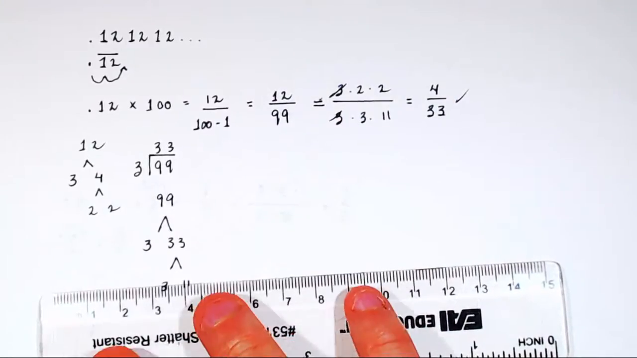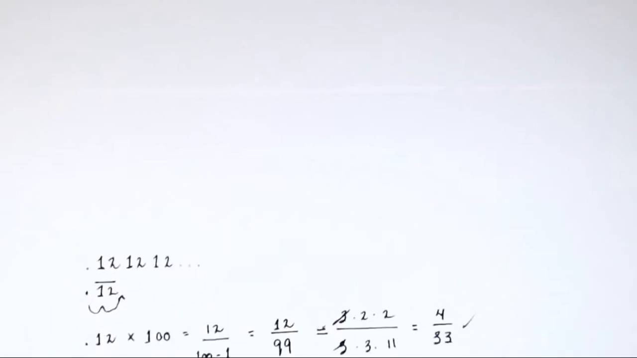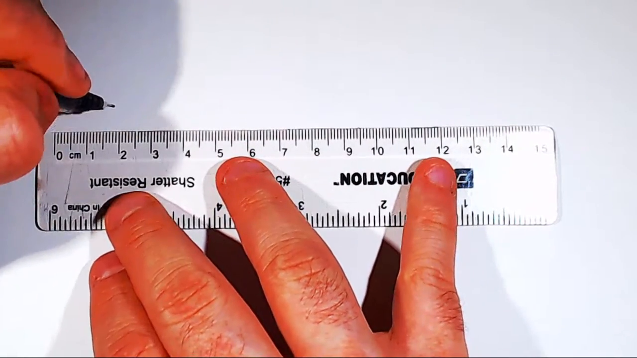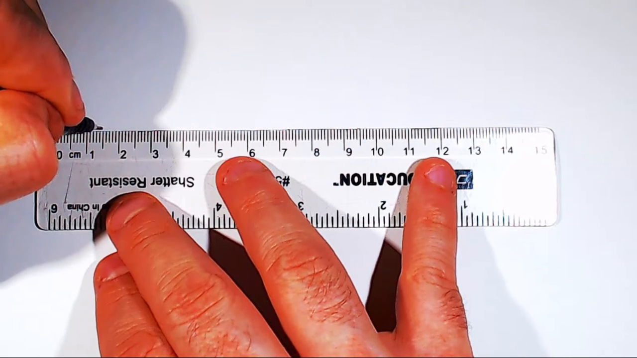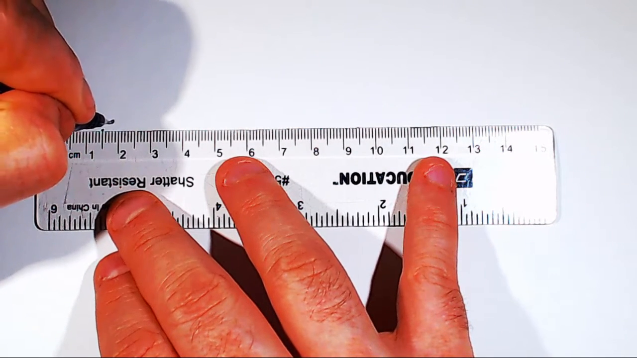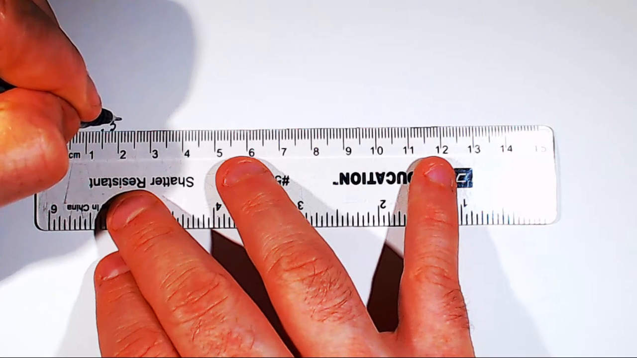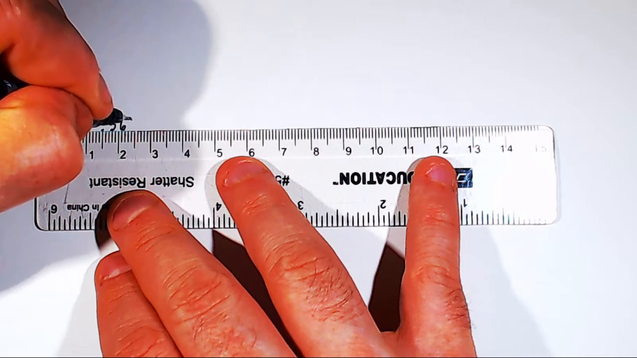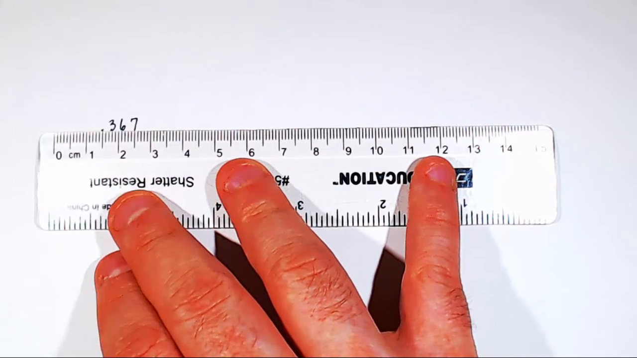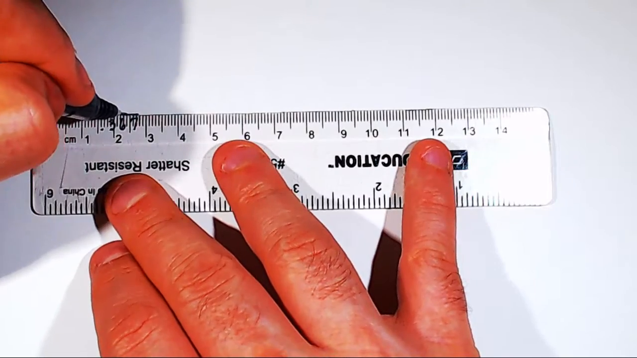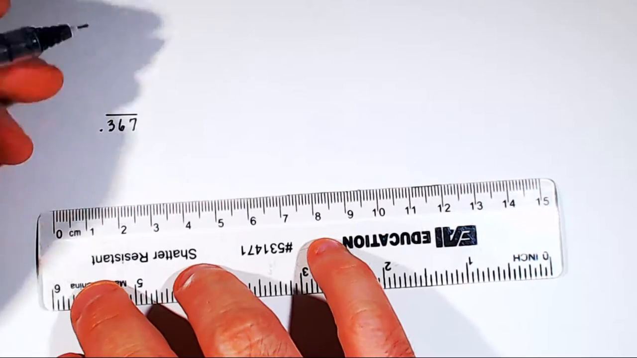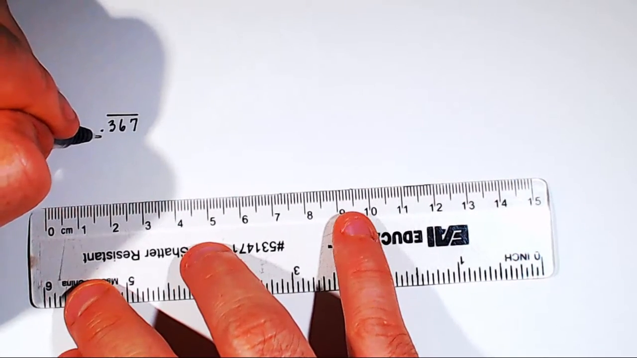So that works. Let's do another one. This is kind of fun. Let's take another one with a little bit more complexity to it, just to stretch our imaginations. How about 0.367 repeating? So 0.367 is going to repeat. Now I have no idea what this is going to be, but we'll just follow the same process.